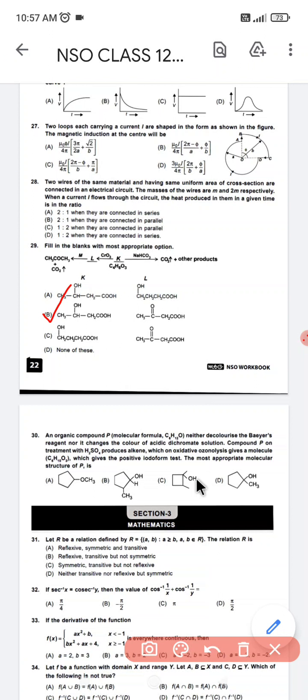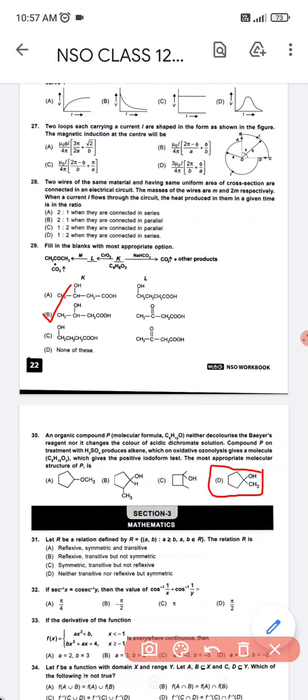Now which one do you think is the correct answer option? Accordingly, the correct answer option is option D. Option D is the correct answer option.